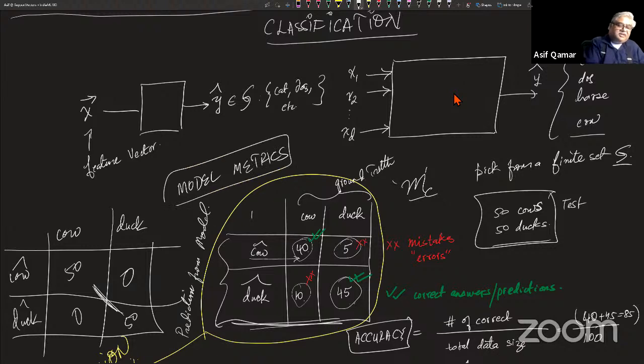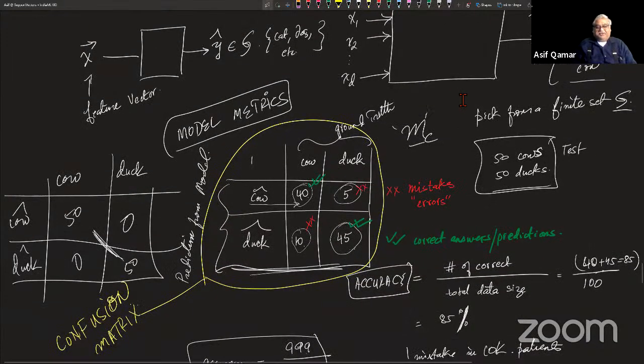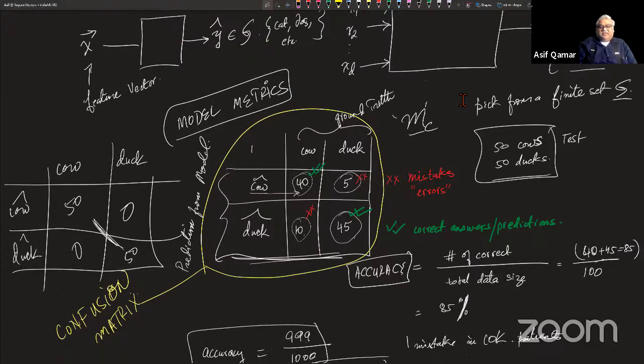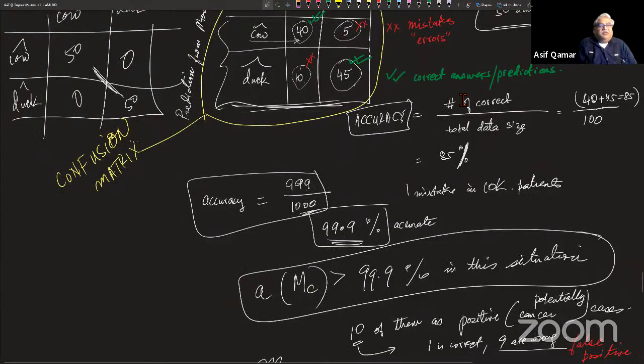In the case of regression, it was simple. Mean squared error or mean absolute error. In the case of classification, it's a little bit more involved. The root of all these things is the confusion matrix, which looks like this. How many ducks you got as ducks? How many were you wrong in? Cows, how many cows you got as cows and how many cows you got wrong? And so forth. So then people talk of different measures. The most obvious one is accuracy. The total number of correct over the total number of data, proportion of correct.